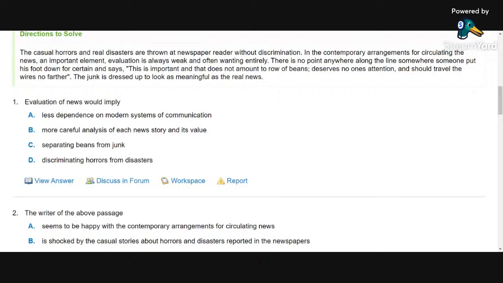So evaluation of news would imply, option A, less dependence on modern systems of communication; option B, more careful analysis of each news story and its value, separating beans from junk, discriminating horrors from disasters. What is the answer? Evaluation of news would imply... Is it option B, guys? Who else agrees with Lavanya here?